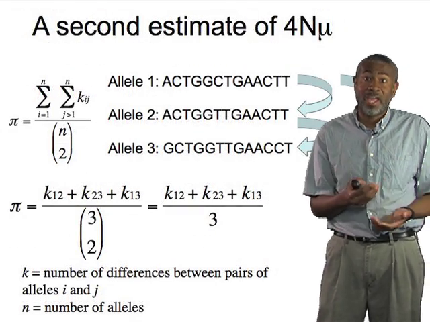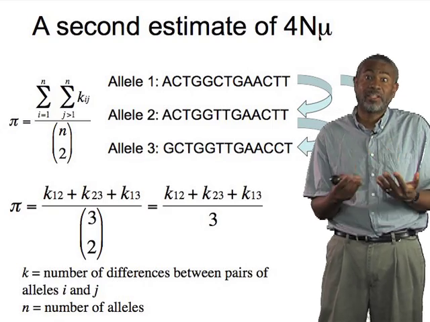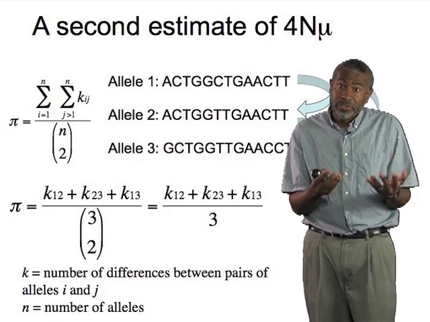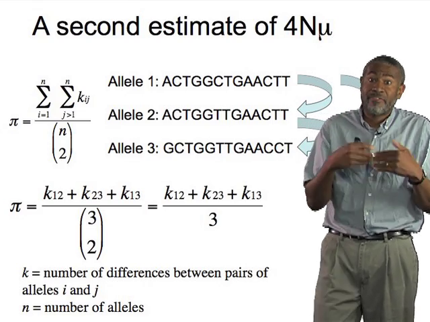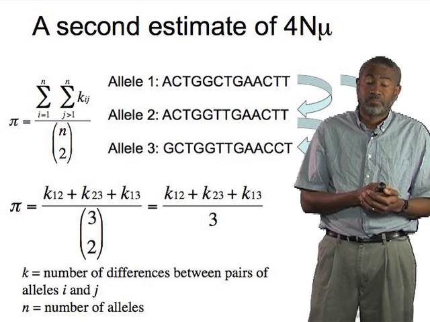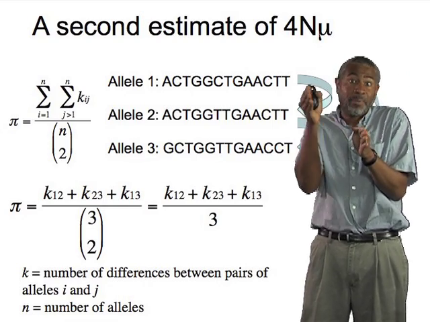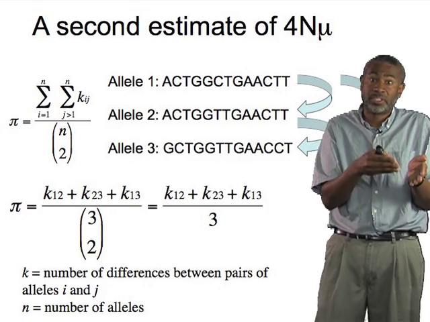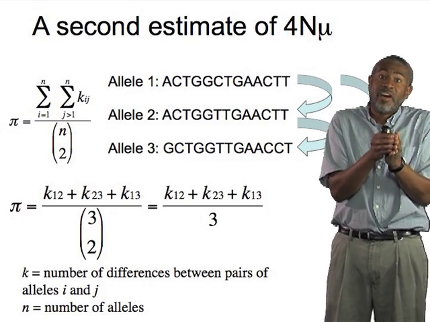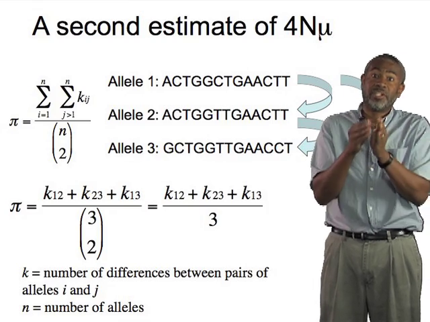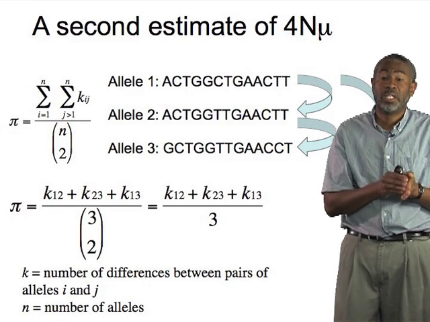Okay, another way of calculating theta. Same parameter, we're going to calculate a different way. We're also measuring 4 times n times mu. And again, we're going to have 3 alleles in our population. This measure is going to take advantage not of the number of polymorphic sites that you saw in the earlier slide, but instead we're going to look at what's called the number of pairwise differences, the number of differences between each pair of alleles, okay?